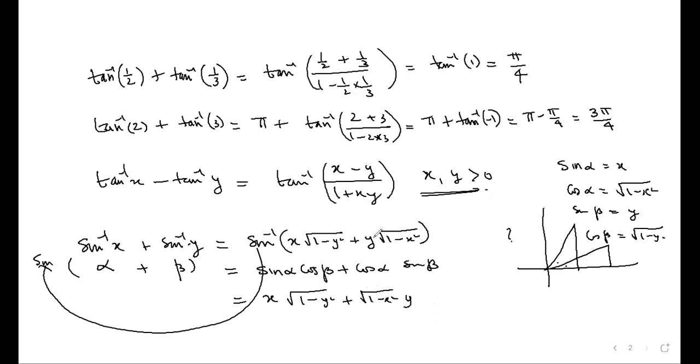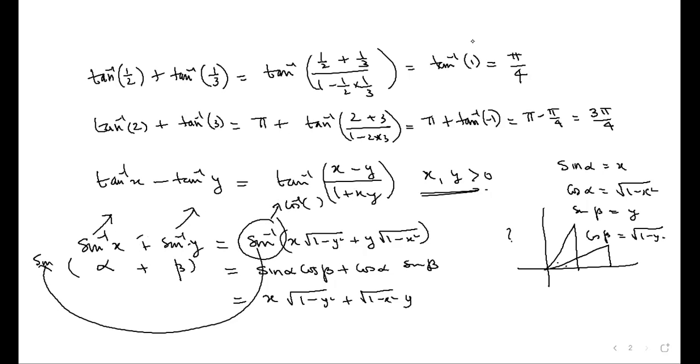Take this as alpha, this as beta, and calculate sine of alpha plus beta. Suppose you wanted cos inverse here, then you can take cos of alpha plus beta. If it is minus here, then cos of alpha minus beta. You can apply this method and get the answer. That's all to remember in this exercise.